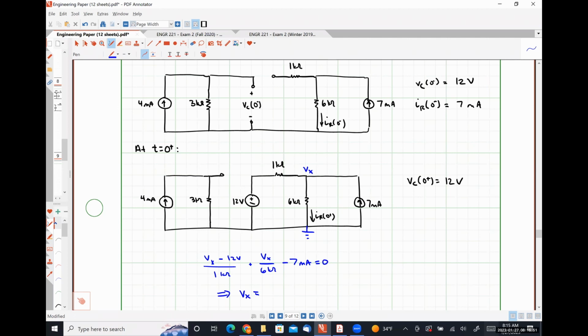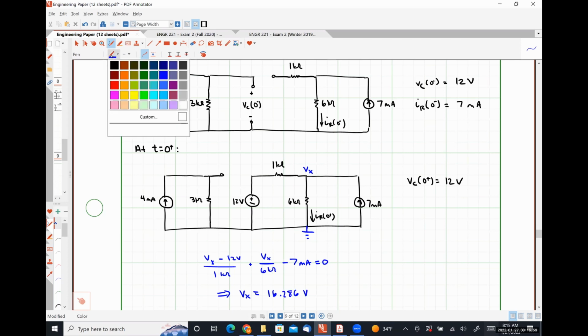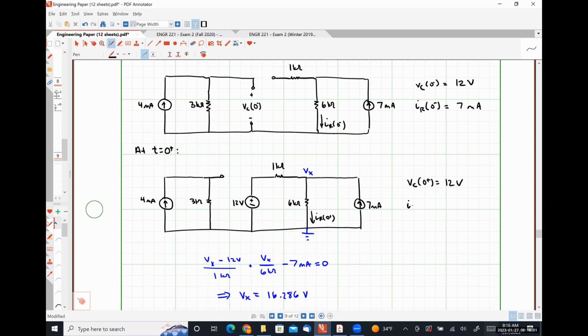It's taking longer to do this than I thought. All right, I get 16.286 volts. And from this, IR at 0 plus is VX over 6 kilo ohms. So I'm doing X over 6,000 in my calculator, and I get 2.714 milliamps.